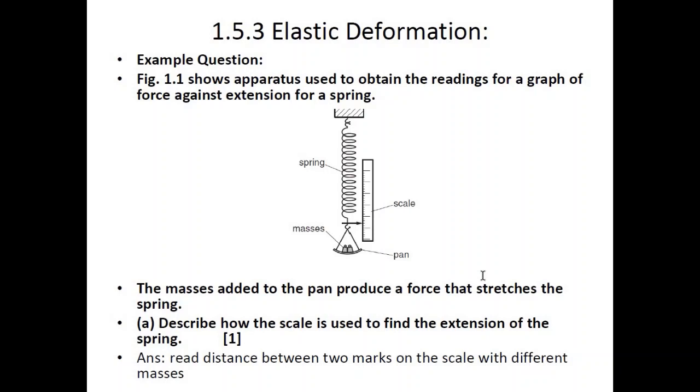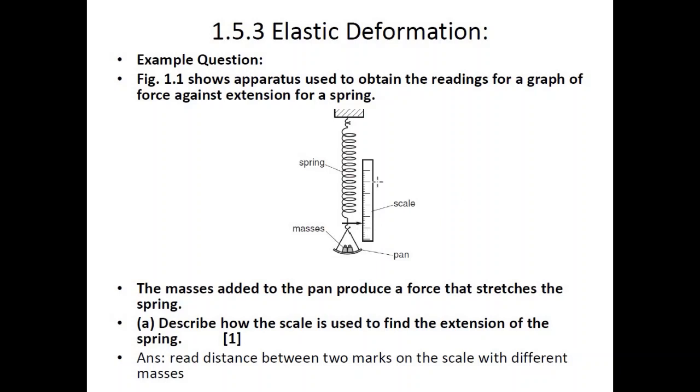Now let's have a look at an example question. This figure shows apparatus used to obtain the readings for a graph of force against extension for a spring. The mass added to the pan produces a force that stretches the spring. Describe how the scale is used to find the extension of the spring.